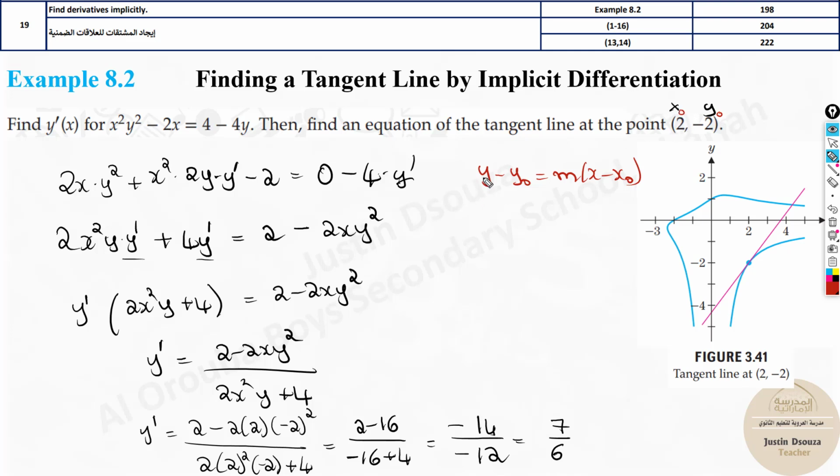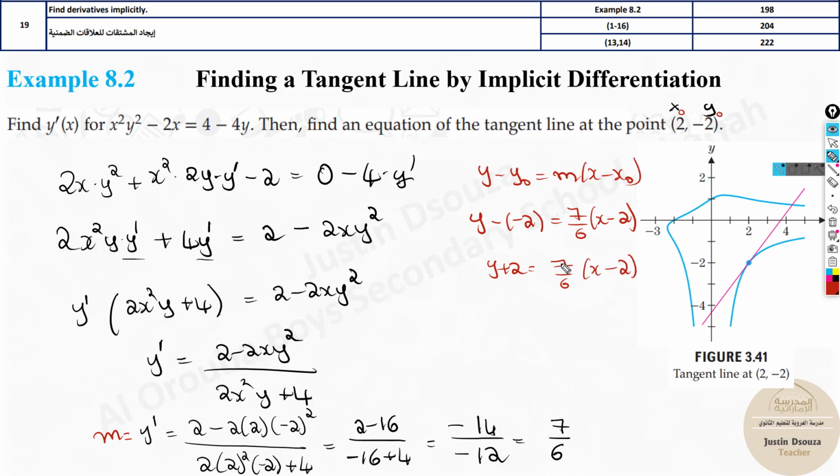Now what we do, the y value, just substitute over here: minus y naught is negative 2, and 7 by 6, we have found this, y dash, is basically the m value, okay? m is equal to y dash, into x minus x naught, where x naught is 2. Now simplified, it will be y plus 2 equals 7 by 6 of x minus 2.